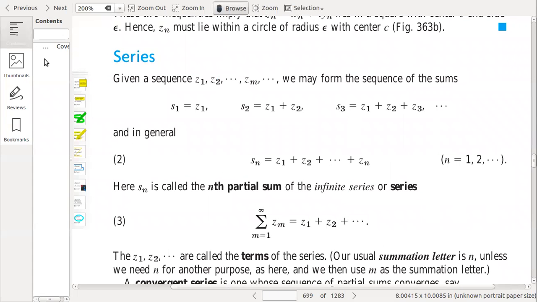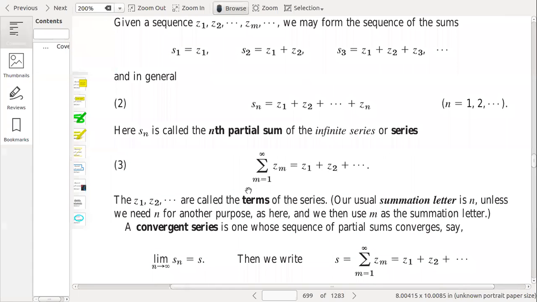So then the series. Given a sequence Z1, Z2, and so on, Zm, we may form a sequence of the sums: S1 is equal to Z1, S2 is equal to Z1 plus Z2, S3 equal to Z1 plus Z2 plus Z3, and so on, and in general Sn is equal to Z1 plus Z2 plus up to Zn. Here Sn is called the nth partial sum of the infinite series, or series. So the summation from m equal to 1 to infinity of Zm is equal to Z1 plus Z2 plus so on.